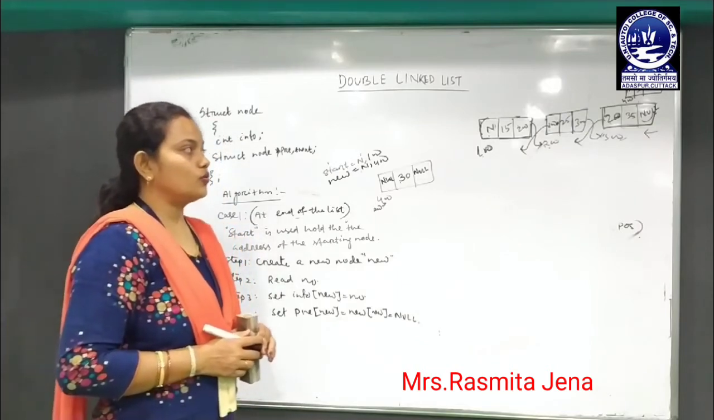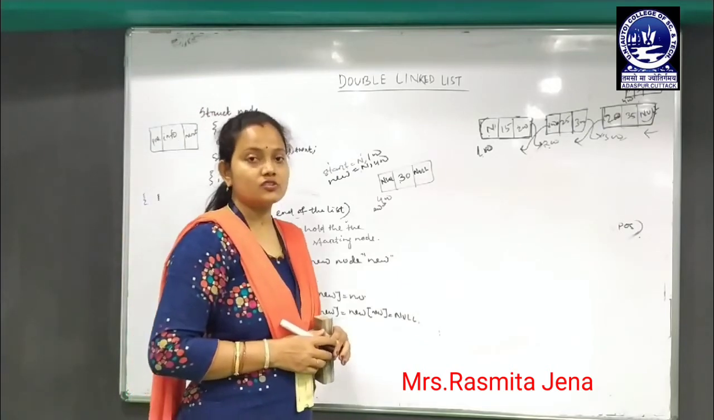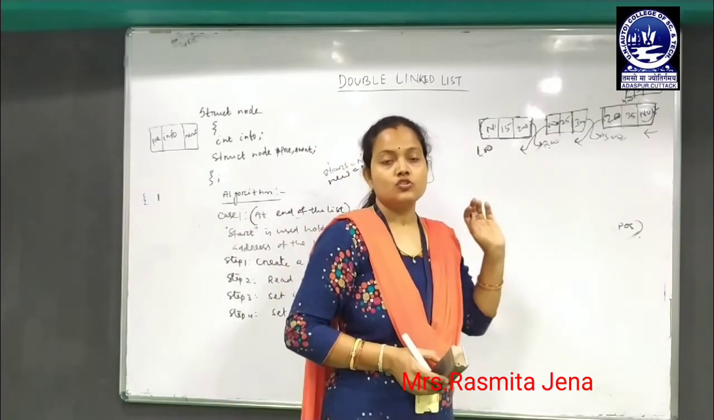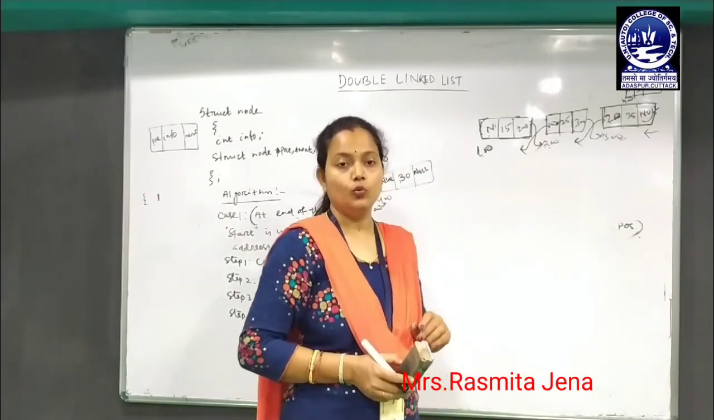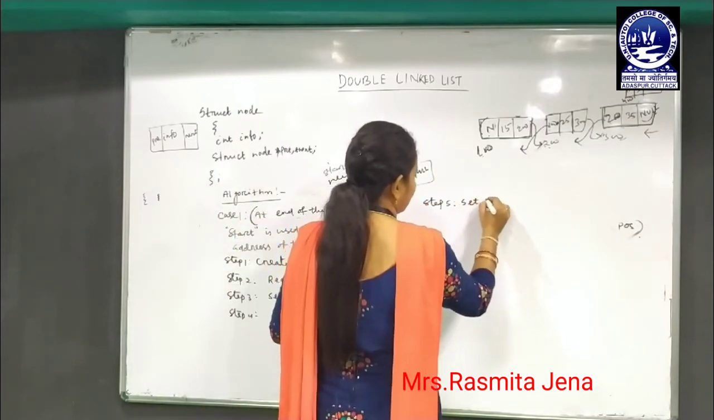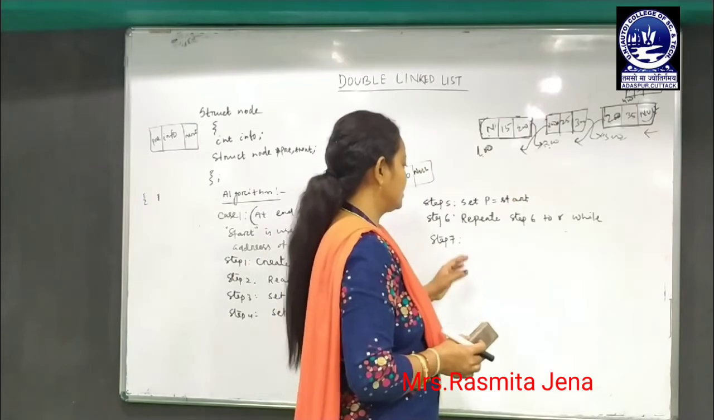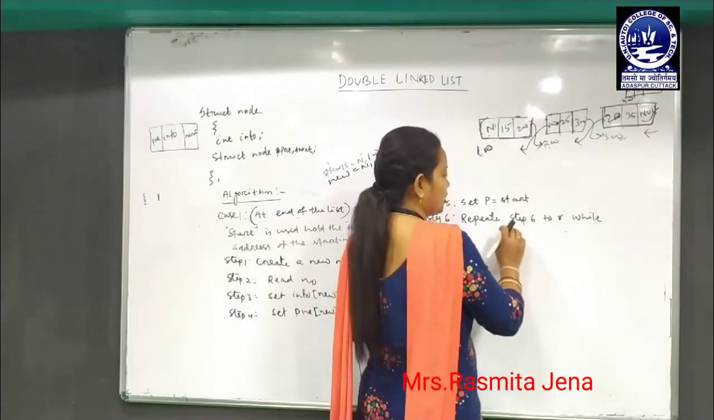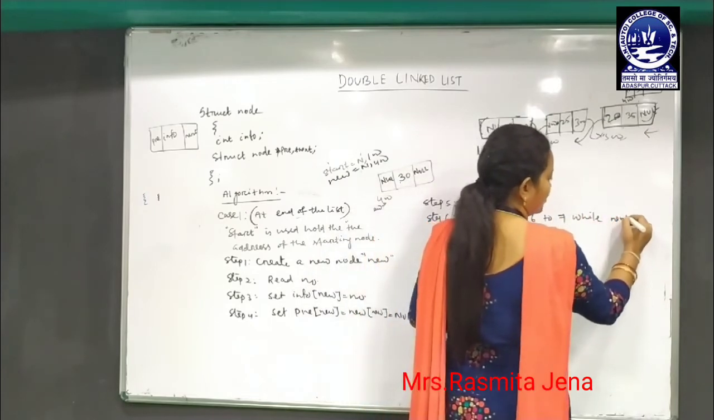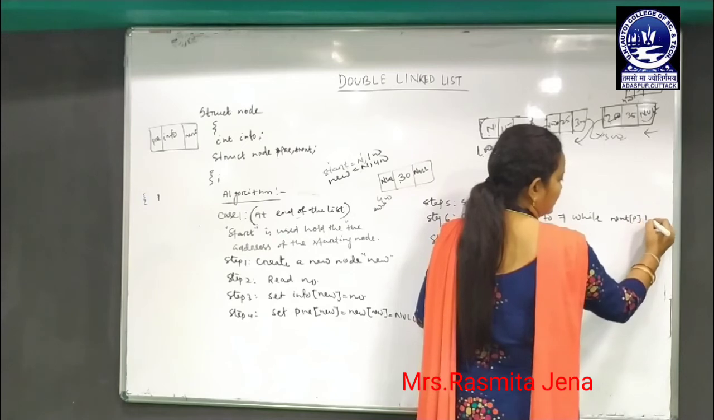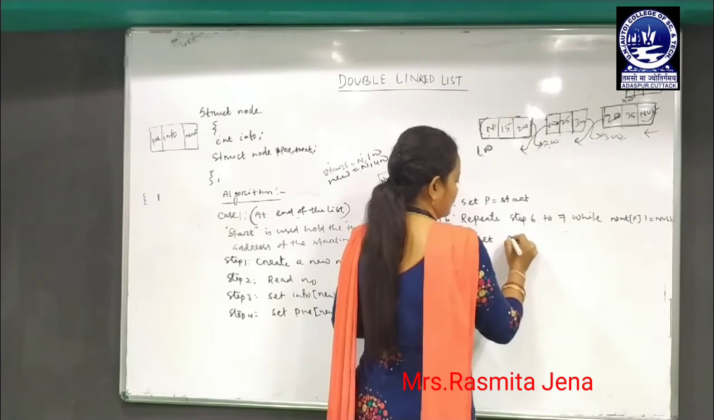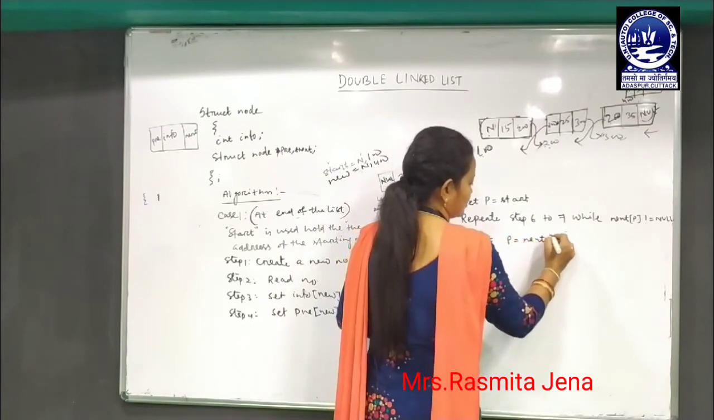So as we are going to insert the node at the end of the list, we must traverse the nodes from the beginning to the end of the list. So for traversing we must execute a loop. Okay. So in step 5, set P equals to start. In step 6 we will execute a loop from step 6 to 7 while next of P is not equals to null. Then set P equals to next of P.